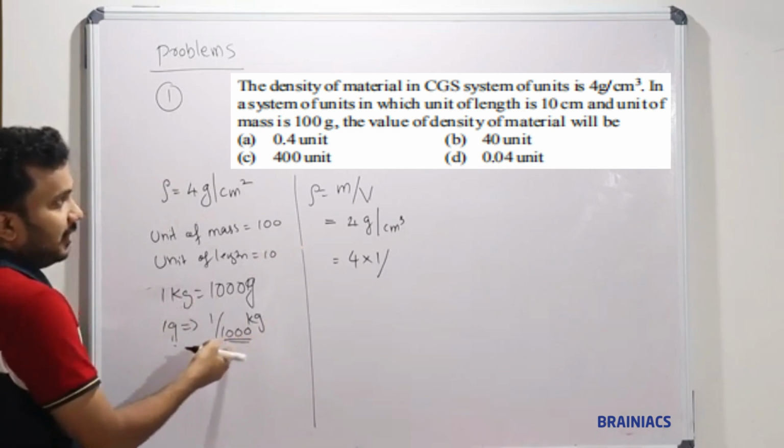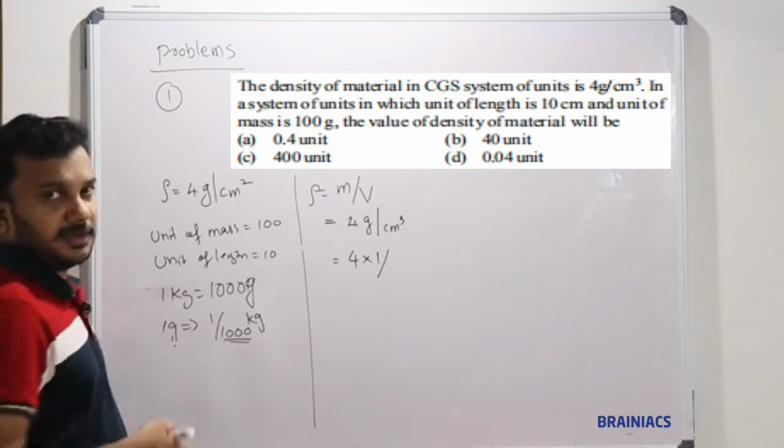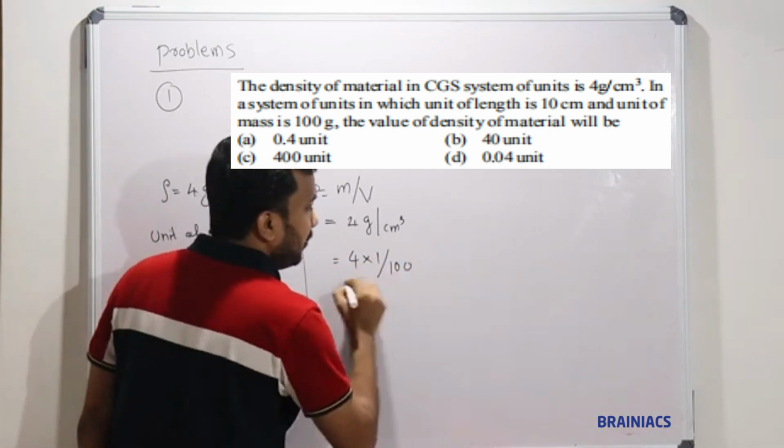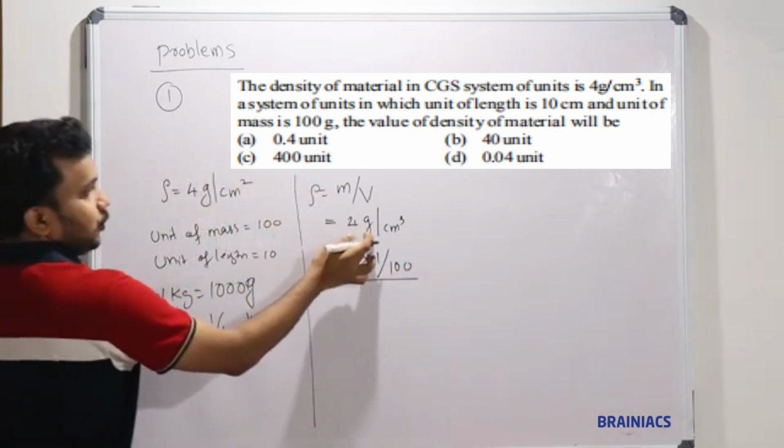In kilogram, how much will come? 1000 will come in the denominator. Here the unit of mass is coming as 100. So 1 by 100. So the mass is over, the gram is over.